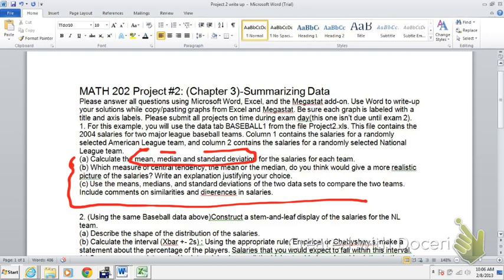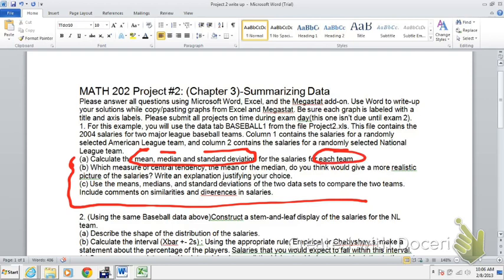For starters, it says for this example, you will use the data tab baseball 1 from the file project which I gave you. The file contains 2004 salaries for 2 Major League Baseball teams. Column 1 has the salaries for a randomly selected American League team, and column 2 for a randomly selected National League team. So for part A, we have to calculate the mean, median, and standard deviation for the salaries for each team. So let's start there.